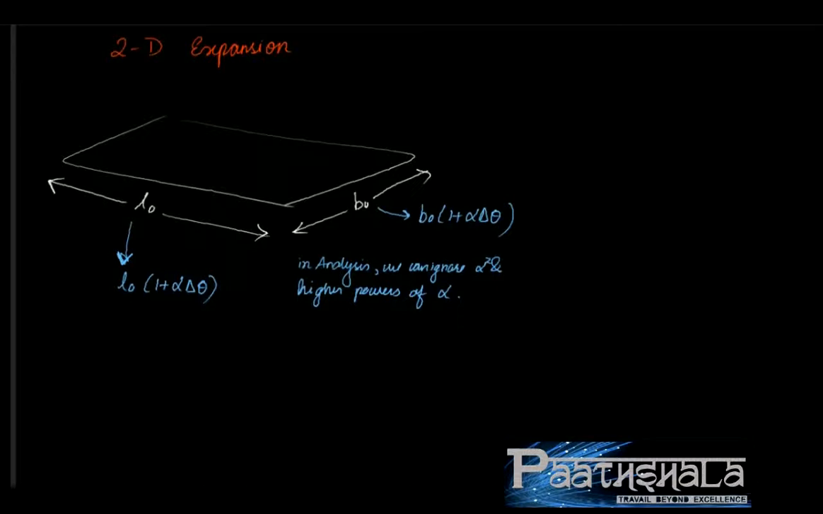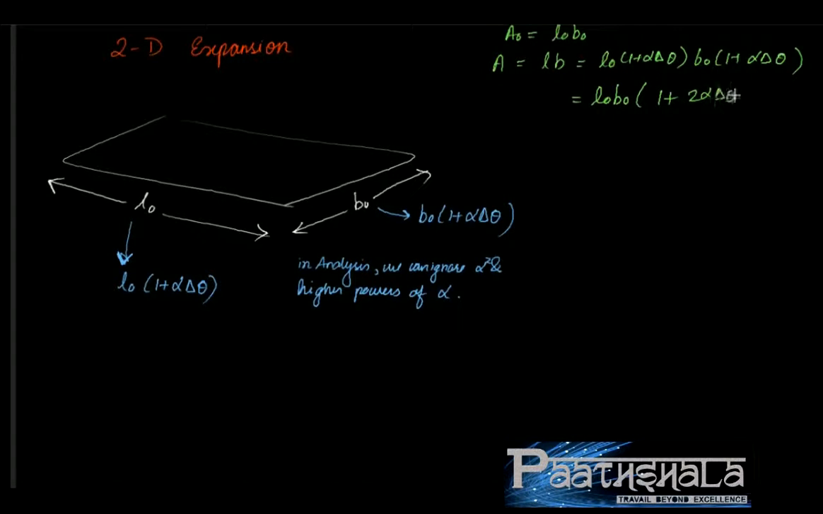Let us analyze. So the initial area A naught was equal to how much? L naught B naught. Simple. The final area A is going to be equal to LB, which is L naught into 1 plus alpha delta theta, times B naught into 1 plus alpha delta theta. Expanding this gives us L naught B naught into 1 plus 2 alpha delta theta plus alpha square delta theta square. You will get it after multiplying the brackets. You will observe that this is nothing but 1 plus alpha delta theta the whole square.